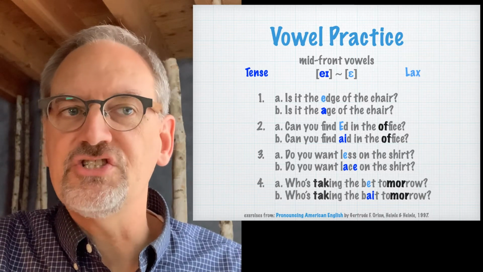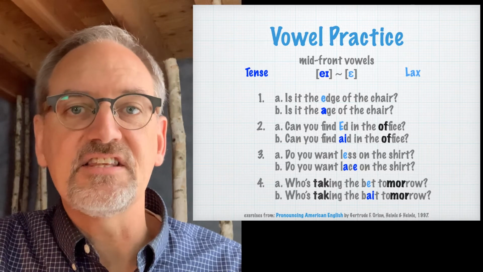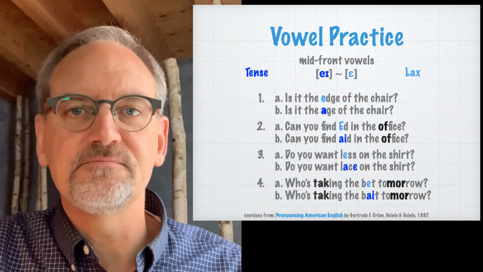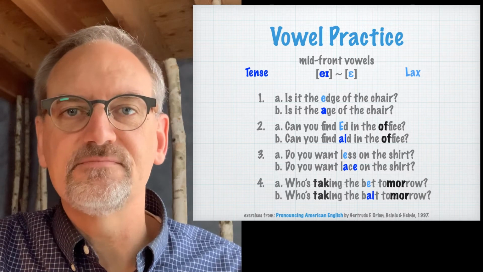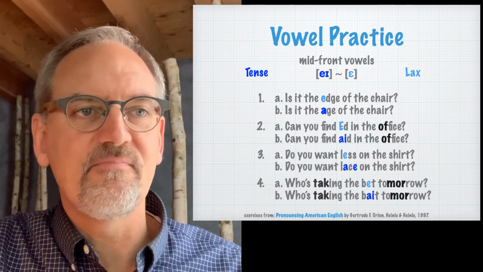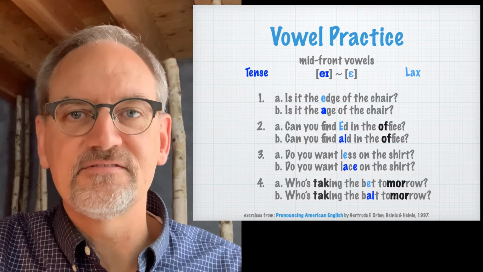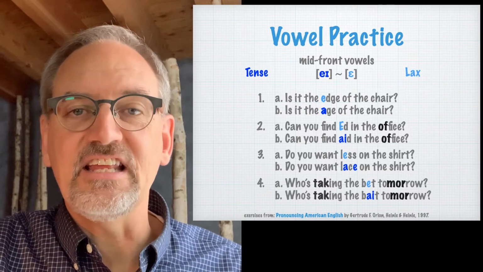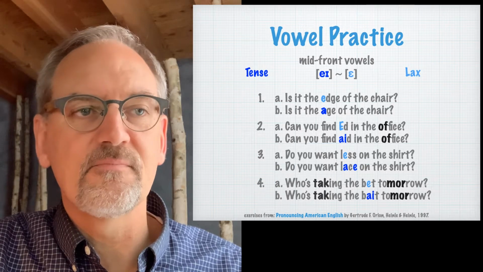Is it the edge of the chair? Is it the age of the chair? Edge. Age. Is it the edge of the chair? Is it the age of the chair? And number two.